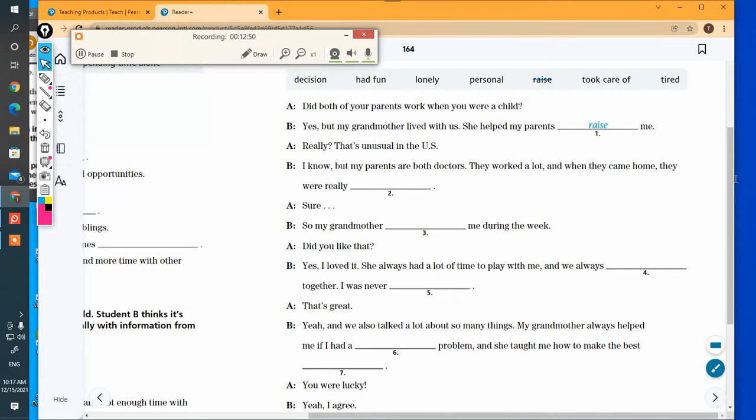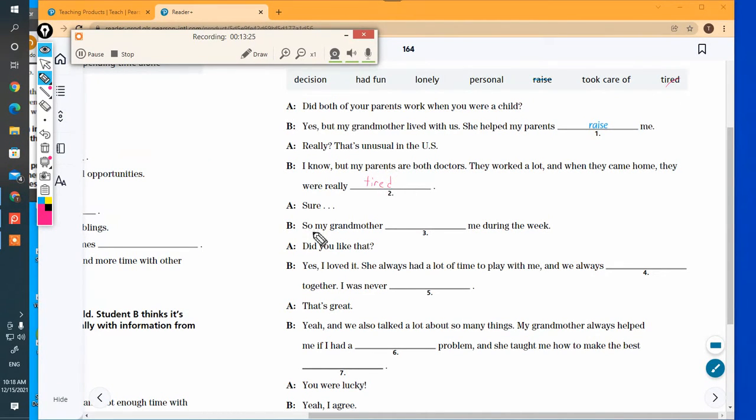Okay, so let's give this a try. Two people having a conversation. Did both of your parents work when you were a child? Yes, but my grandmother lived with us. She helped my parents raise me. Really? That's unusual in the U.S. I know, but my parents are both doctors. They worked a lot, and when they came home, they were really tired.